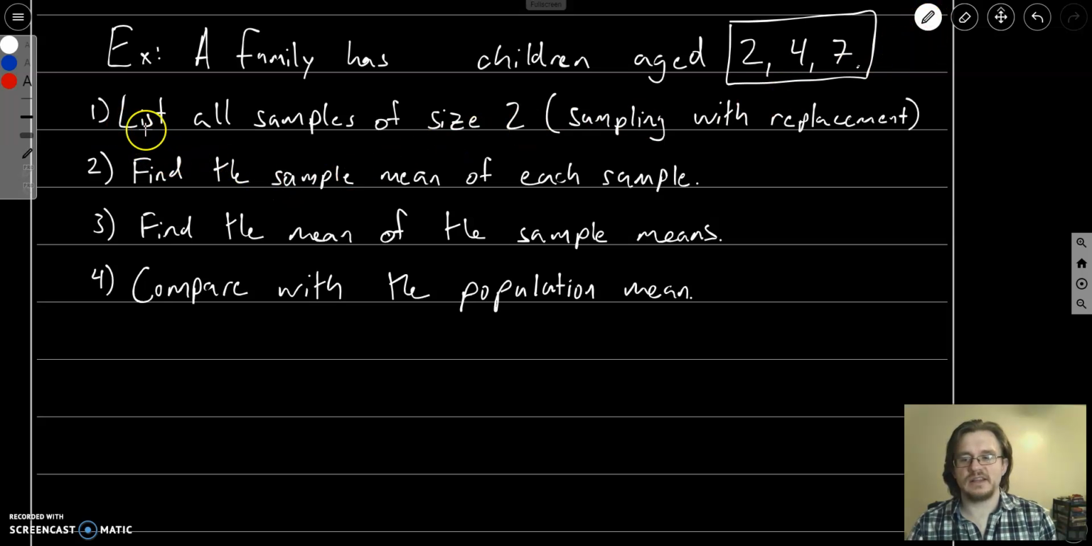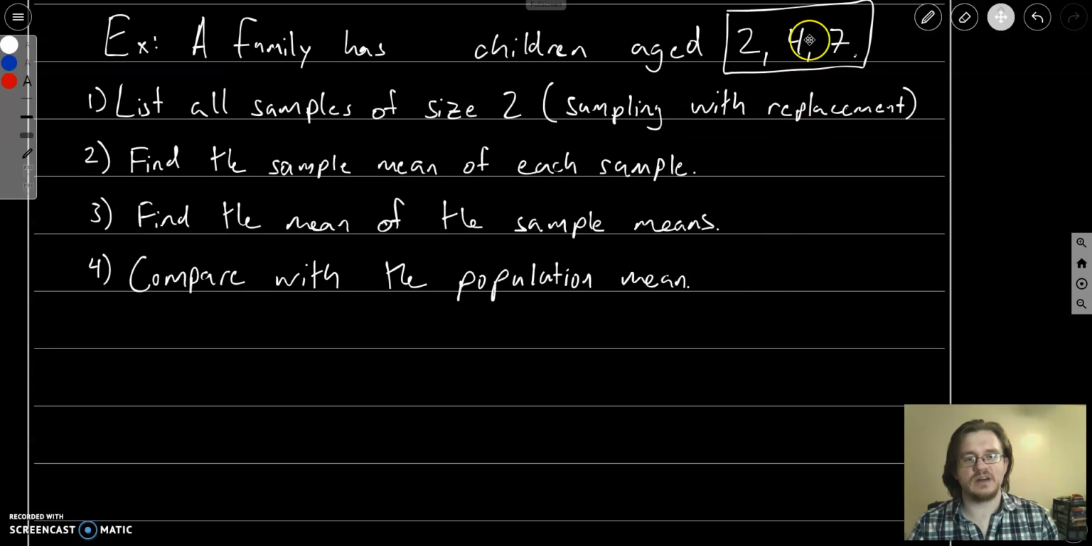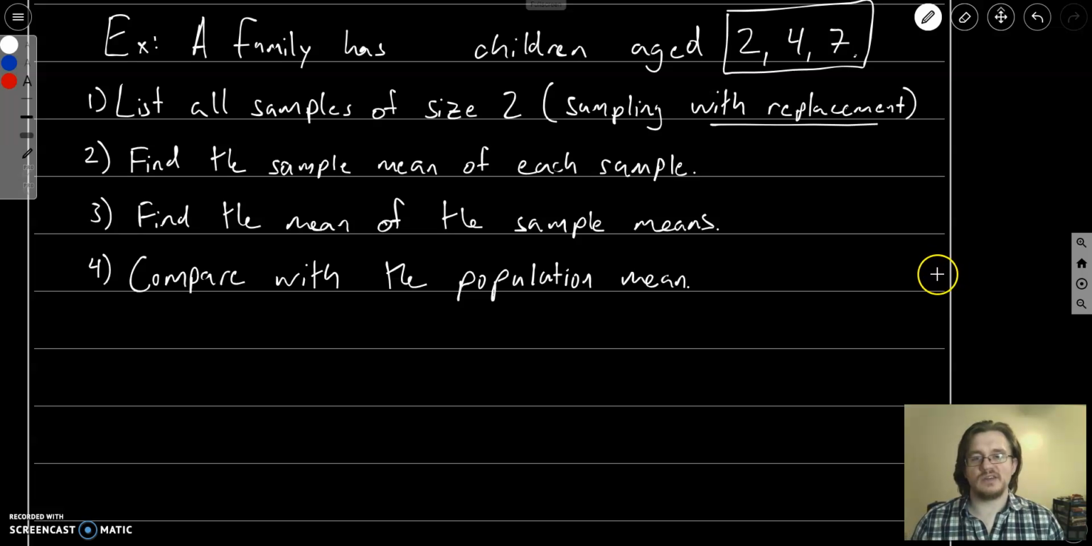So the first thing that they want us to do is to list all samples of size 2, and we're sampling with replacement. So before we do anything else, let's just list all of the samples. Sampling with replacement means that we'll grab an age, put it back, and then grab a second one. This is to make sure that things are independent. If you sample without replacement, if you pick 2 and you don't put it back, then we know that we can either get a 4 or a 7 for the second number in our sample. So that's not independent of your first choice. So we do want with replacement to guarantee independence.